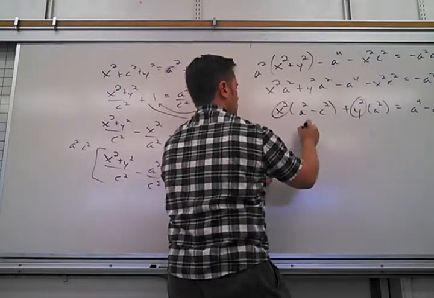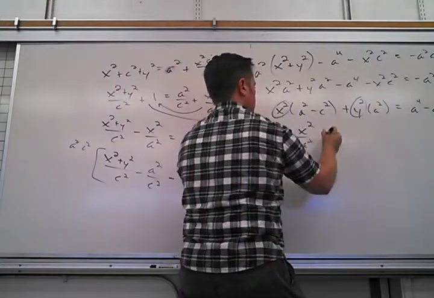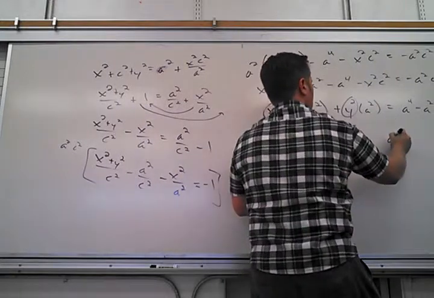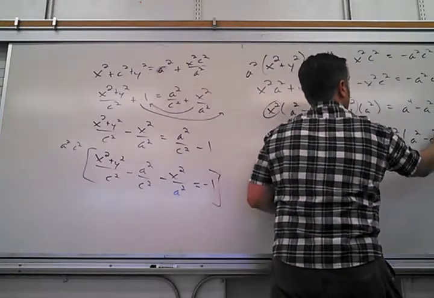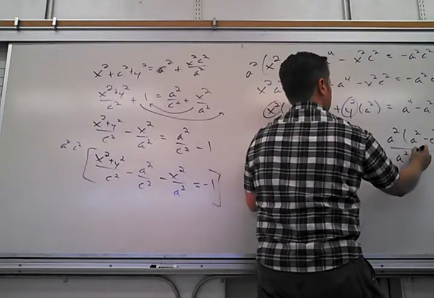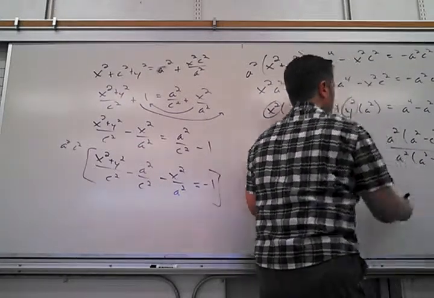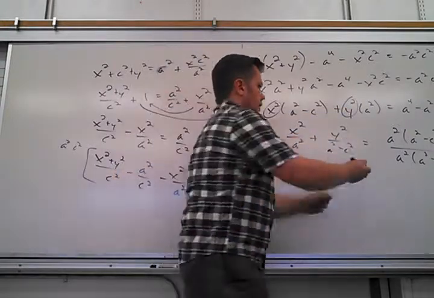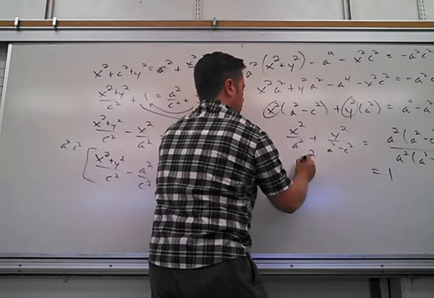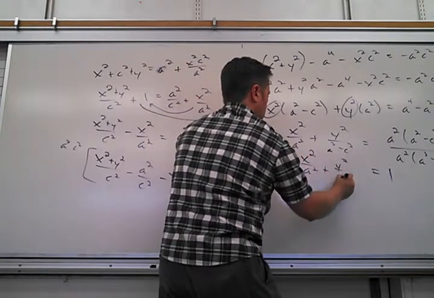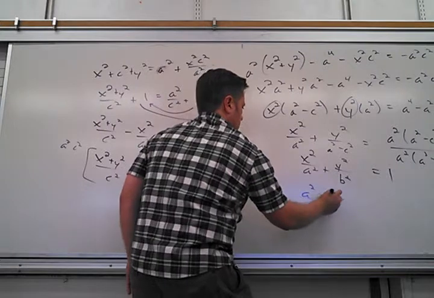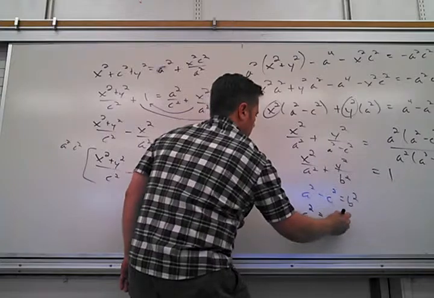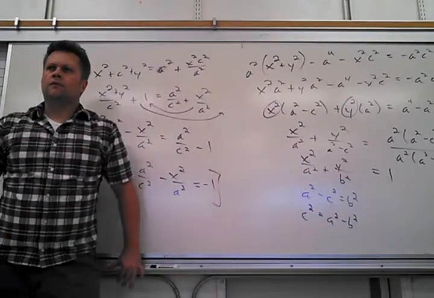So if I divide everything through by each of those, I get to almost where I want to be. I get to exactly where I want to be. That's cool. So if I divide through by this and that, on this side I'll get 1. On this side I'll get x squared over a squared plus y squared over, and we call this part b squared. So c squared equals a squared minus b squared.